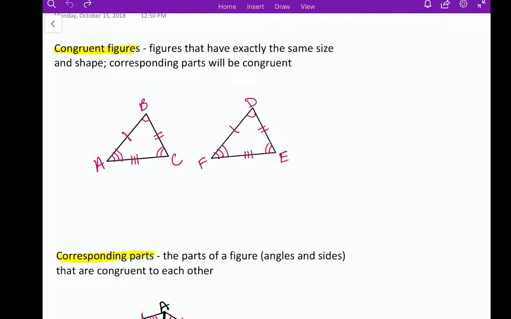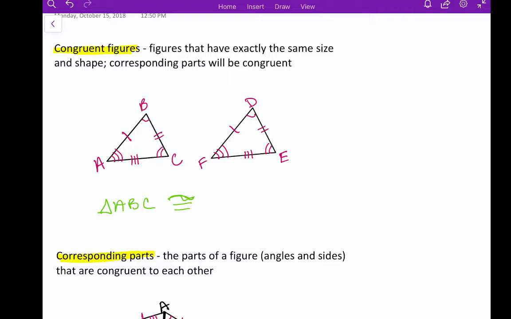So here I have triangle ABC, and I have triangle FDE or EDF, right? We can name this triangle in any order, but if I'm trying to talk about these triangles being congruent, then there's a specific order that I need to list these in. So there's my congruent symbol. So what is triangle ABC congruent to? Well, I need to look at the corresponding parts. I need to identify the corresponding parts.